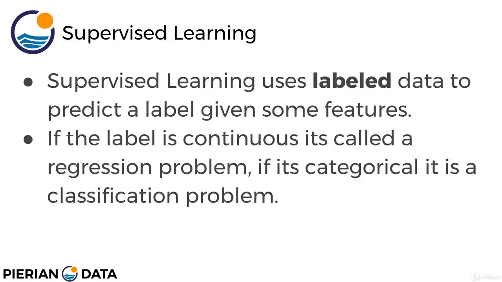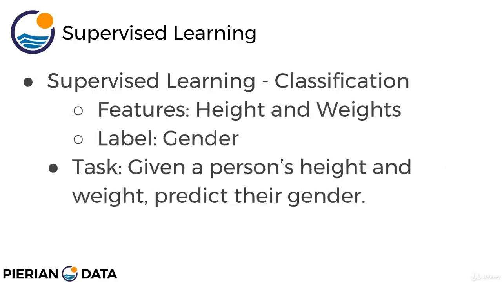So let's first discuss supervised learning. Supervised learning uses labeled data to predict a label given some features. And that's the really important part, the fact that the data is labeled. So whenever you think of supervised learning, think label. If the label is continuous, it's called a regression problem, and if it's categorical, it's called a classification problem.